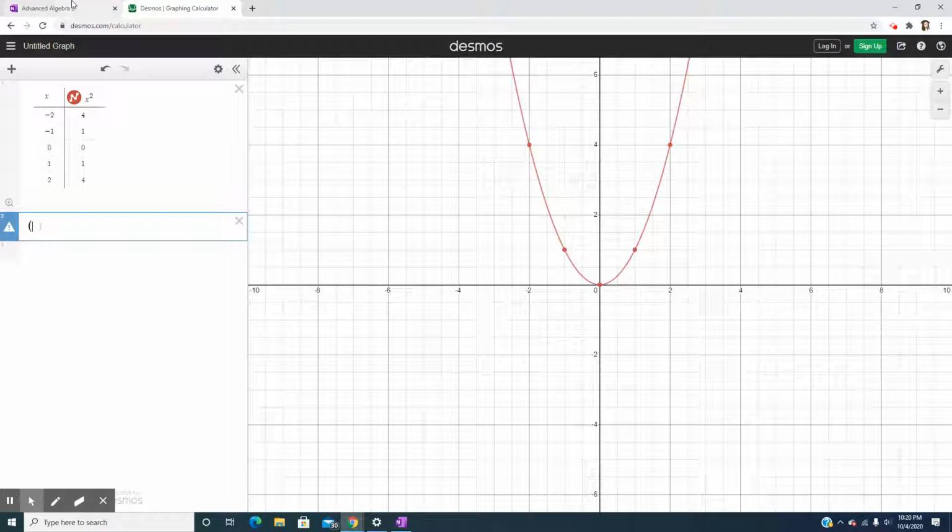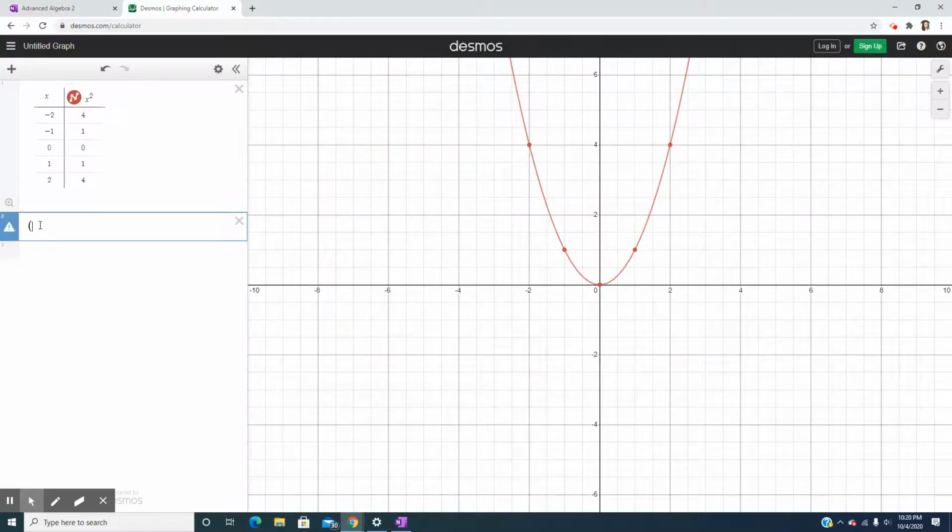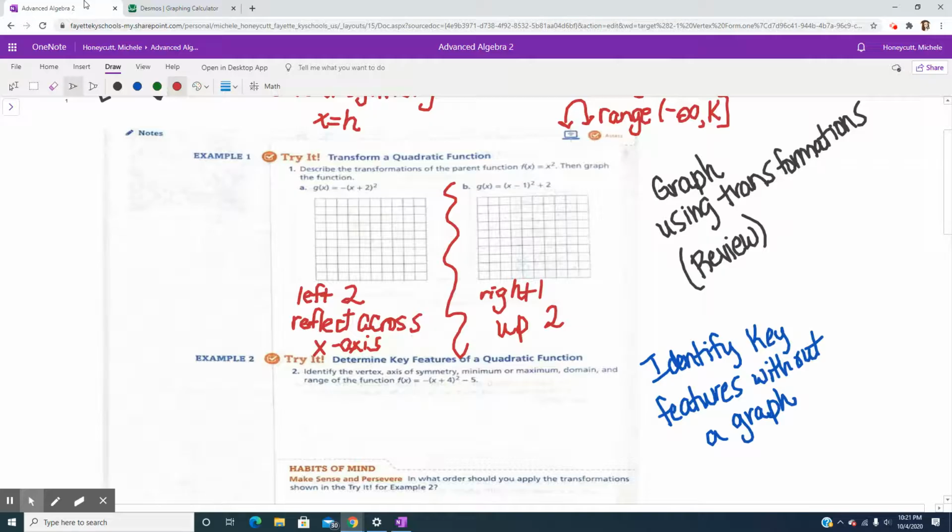I forgot what the equation was. Minus 1 squared plus 2. So, y equals x minus 1 squared, and then plus 2. It's going to shift every single point to the right 1 and then up 2. This point right here gets shifted to the right 1 and up 2. Every single point in the parabola gets shifted right 1 and up 2.